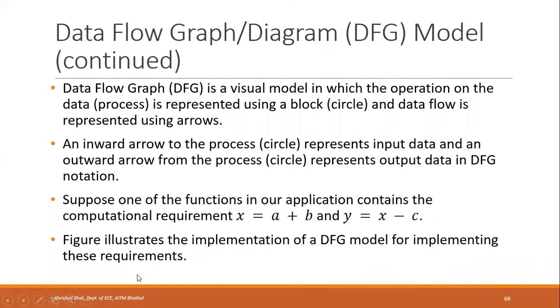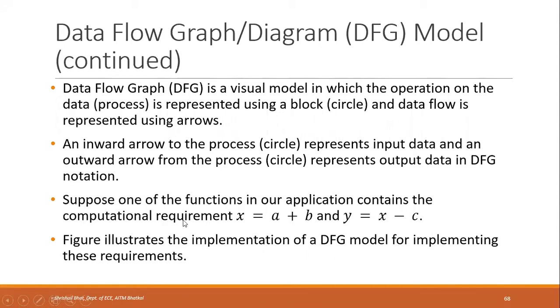It's a visual model wherein you can draw that particular model, in which the operation on the data, called the process, is represented using a block, normally a circle, and the flow of the data is represented using an arrow mark with a particular direction. All the processes or operations on the data are represented using circles. The inward arrow to the process represents input data, and the outward arrow represents output data. If you take an example, it will be very clear.